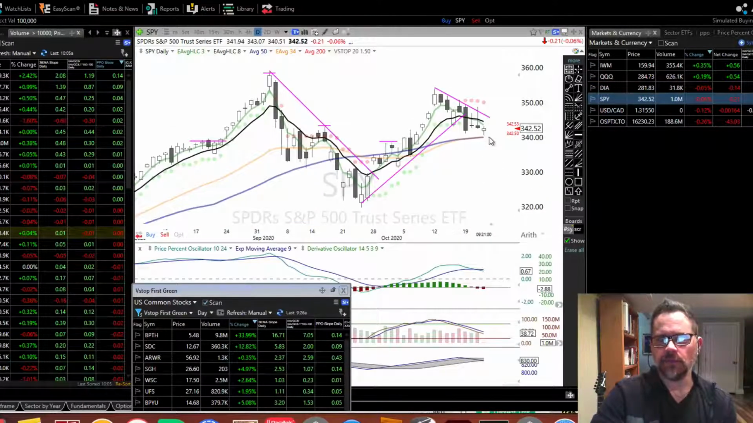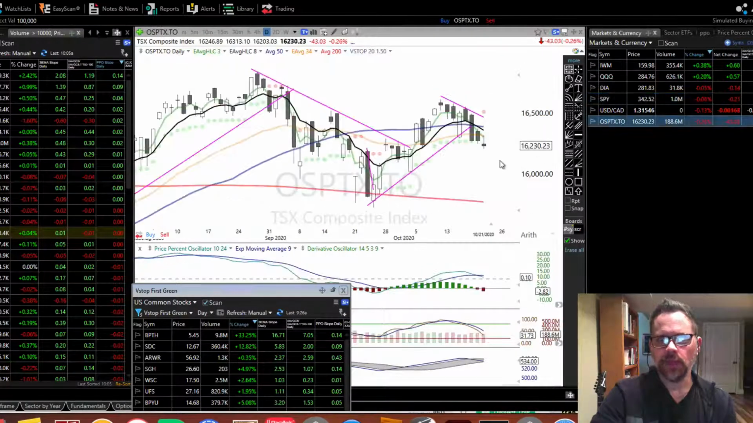S&P, same thing, a little bit of support at the 50 right now, but it's in this little local recent downtrend. So, not a great time to be getting in, in my opinion. And then the Toronto Stock Exchange, they're all kind of the same thing. We broke this uptrend. We're in a recent downtrend. So none of these look really great.